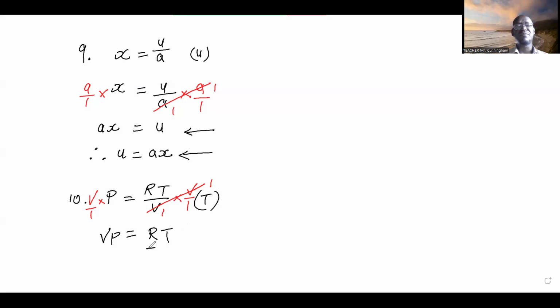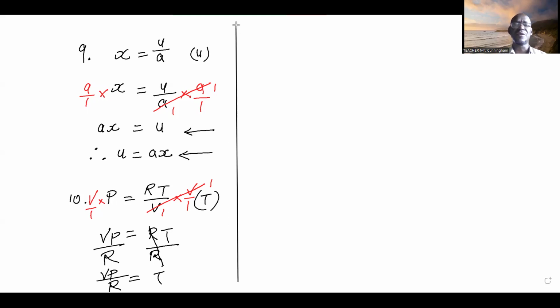So we have to divide by R. Divide by R. So T is equal to VP divided by R. Any questions? Don't be afraid to say go over it. Don't worry about anybody here. You need to figure out your thing yourself. So don't worry about anybody. Any questions?